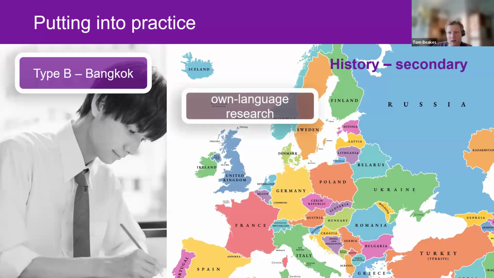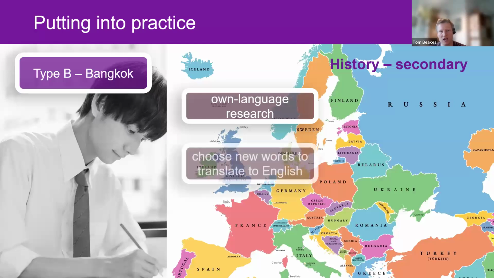to build vocabulary. As part of this task, they choose some words and phrases from Thai connected to the topic that they didn't know how to say in English, and they translate them and they share them on a Google Doc, which acts as a glossary. And so they share the Thai translations with the English words, which can be referred to by everyone.